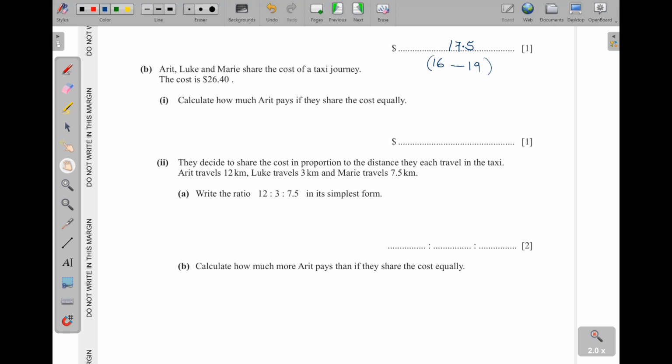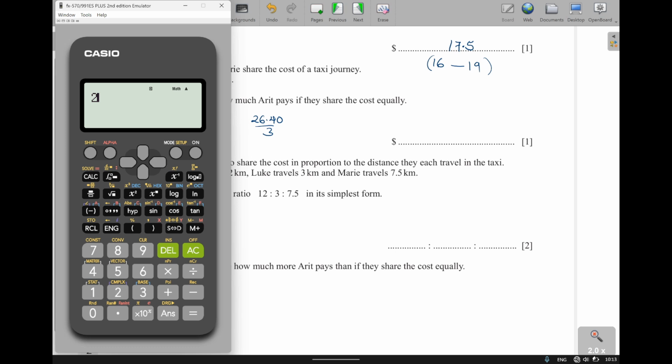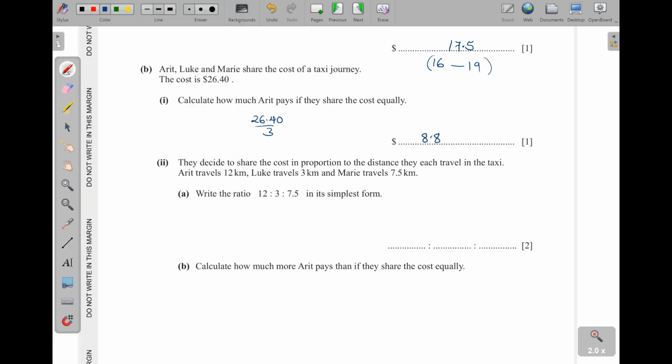Arit, Luke, and Mary share the cost of a taxi journey. The cost is 26.40. Part 1, calculate how much Arit pays if they share the cost equally. So if they share the cost equally, they are 3. So you just get this, you divide by 3. As simple as that. That is 26.40 divided by 3. Okay, no. 26.4 divided by 3. That is 8.8. So I write this answer as 8.8 there.